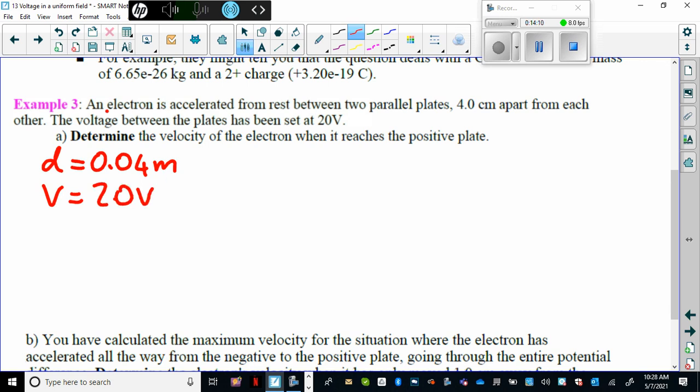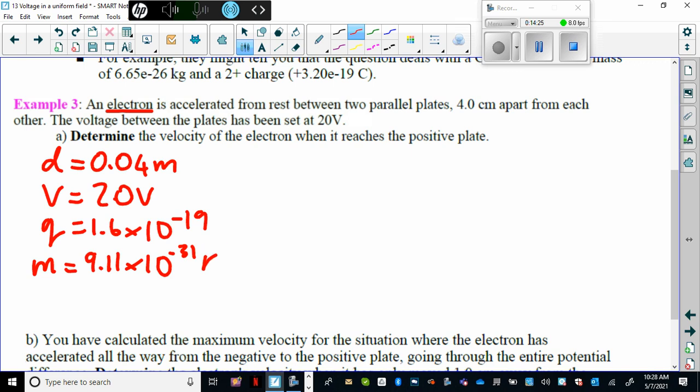And as soon as you see the word electron, you know that you have the charge, and you know that you have the mass. The mass of an electron is 9.11 times 10 to the negative 31 kilograms. So it's pretty light. What are we trying to determine? We're trying to determine the velocity, lowercase v equals question mark.